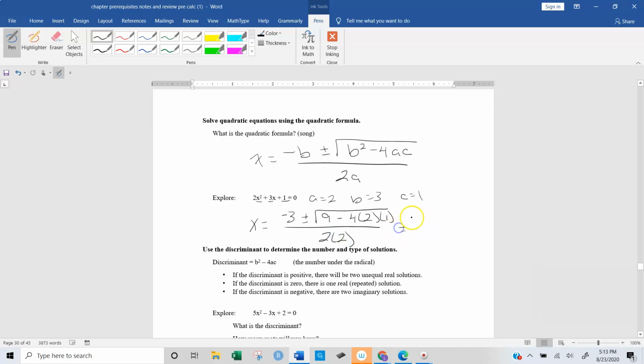And you can plug that in your calculator or do it yourself, because 9 minus 8 is 1. Square root of 1 is just 1, so now we have minus 3 plus 1 over 4. Remember, you have to do both. And minus 3 minus 1 over 4. Minus 3 plus 1 is your negative 2, so that's a negative 1/2. Or negative 4 over 4, negative 1 is your solutions to your x. I hope you did well.